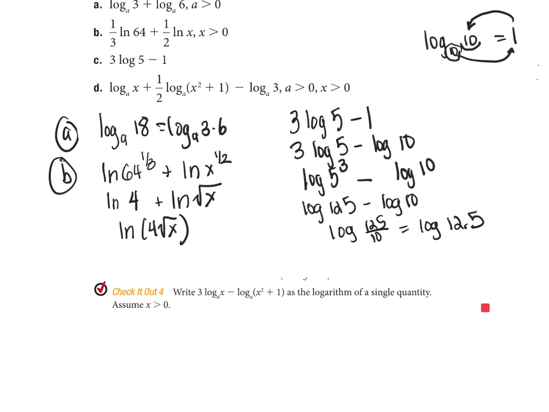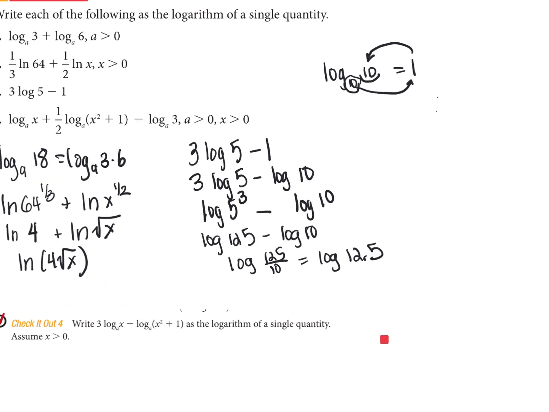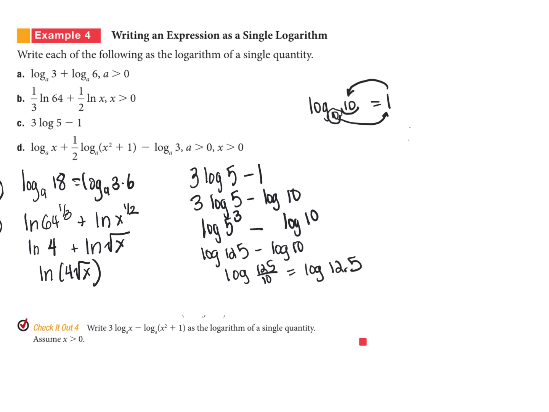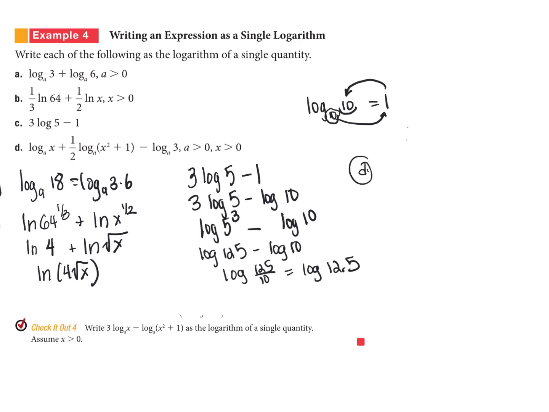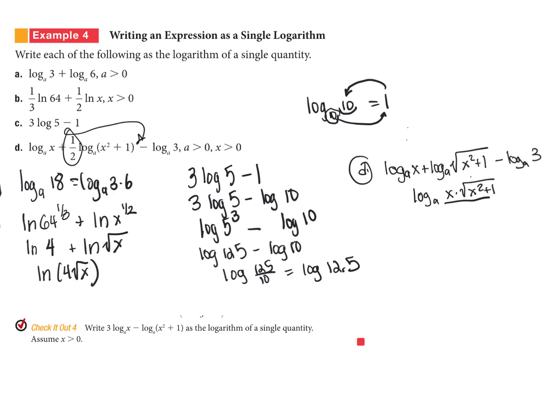All right, and now we need some space for d. Let's do it over here. All right, move this all over, d. So we have the log base a of x plus the log base a of the square root, bringing this 1/2 up here, of x squared plus 1 minus the log base a of 3. So we're going to multiply this and then divide the 3. So we have log base a of x times the square root of x squared plus 1 all over 3.